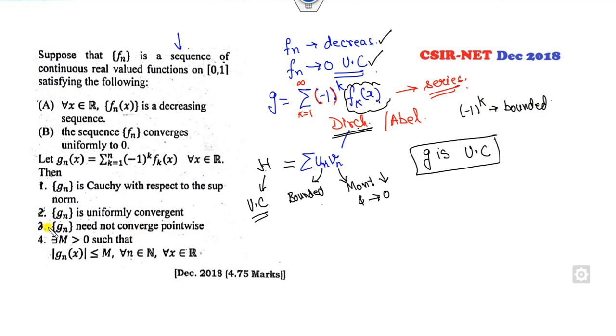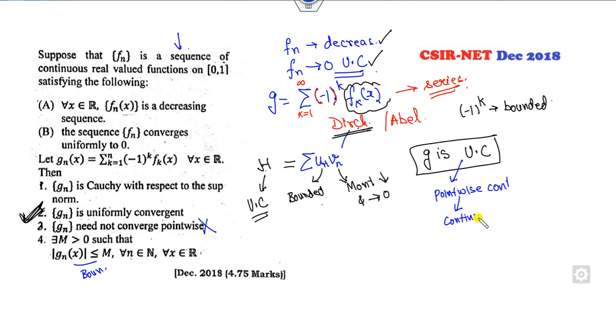Fine. So the second option is the correct option. Now look at that. It's not pointwise. Once it's uniformly convergent, it implies it is pointwise convergent. So g need not be convergent, so this option is cancelled out. What is that? It implies it's bounded. Every uniformly convergent sequence is convergent.